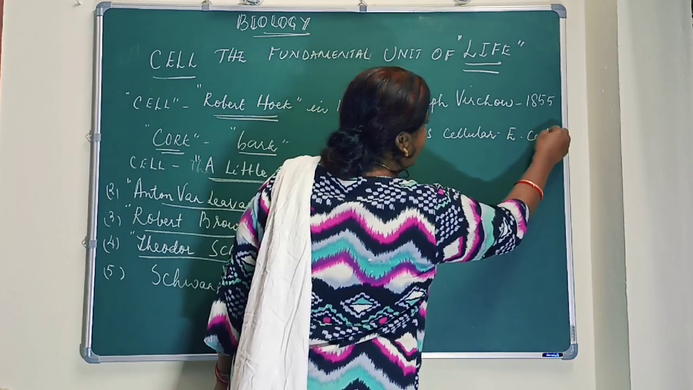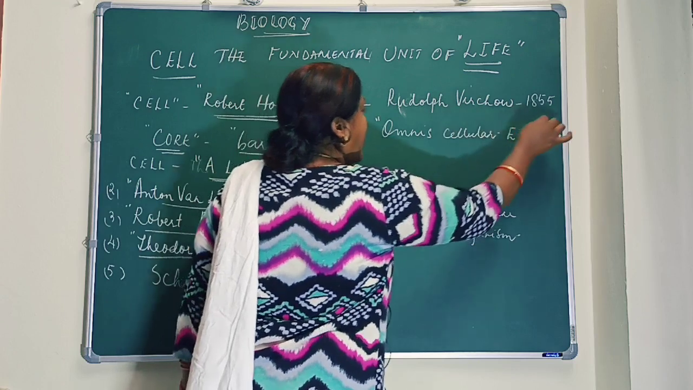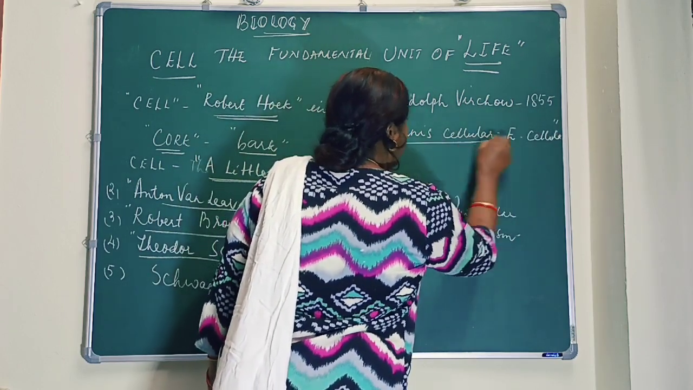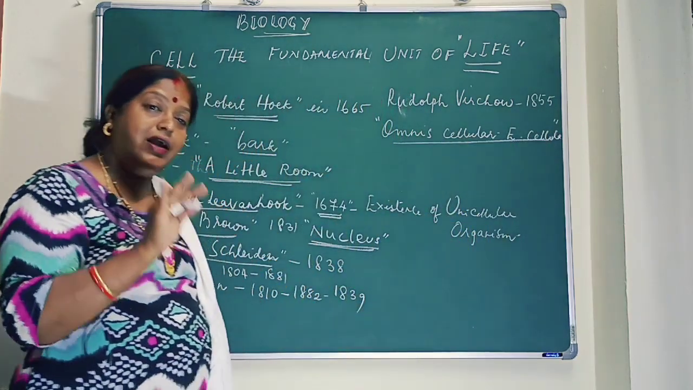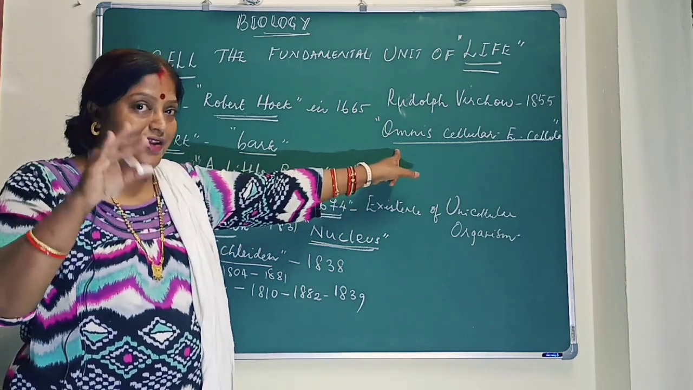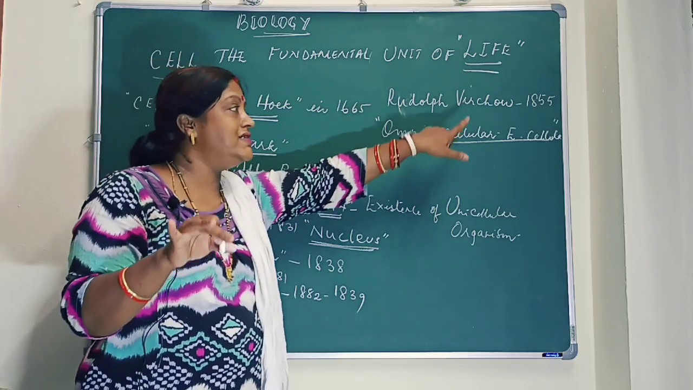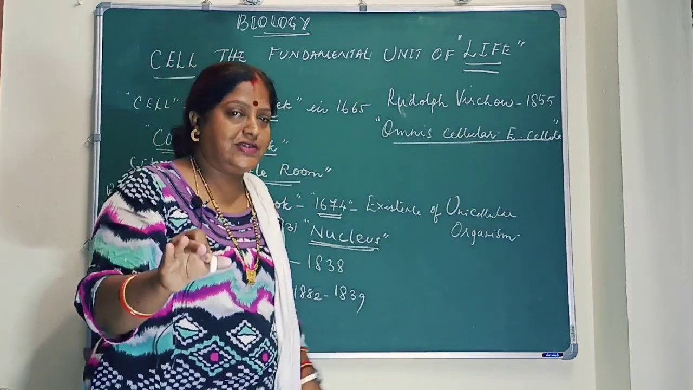Omnis cellula e cellula. Okay, this he said in Latin, and this will be asked for 1 mark. What does omnis cellula e cellula mean? Okay, so omnis means all. Omnivorous, carnivorous, herbivorous, you might have studied. Omnis means all. All cells exist from pre-existing cells.